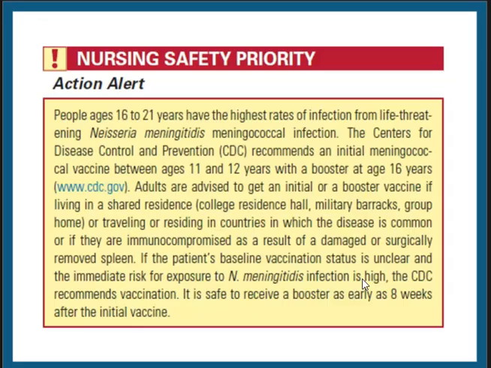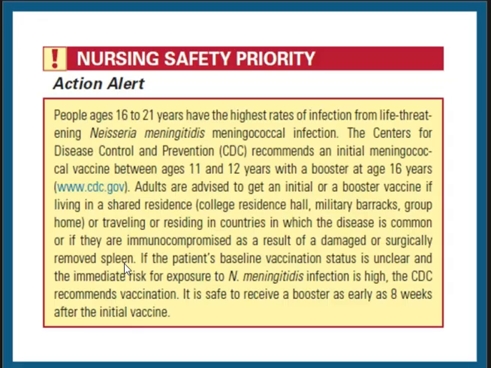The Centers for Disease Control and Prevention recommends initial vaccine at the ages of 11 and 12. So around middle school time, most children will be getting that meningitis vaccine. And then again, a booster at 16, because the highest risk factor are people ages 16 to 21. And that's because they're constantly sharing things, doing naughty things.